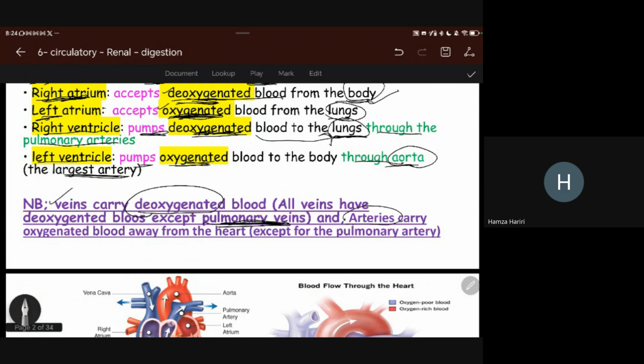Likewise, we have the arteries, which carry oxygenated blood. And again, it has a lot of oxygen, and it carries it away from the heart. Except for what? Except for the pulmonary artery. Okay, why do the arteries carry the oxygenated blood away from the heart? So that it can deliver it to the other organs or tissue while it's rich in oxygen. Okay, so what are our exceptions here? The pulmonary vein and pulmonary artery. So both pulmonary vein and artery are our exceptions.